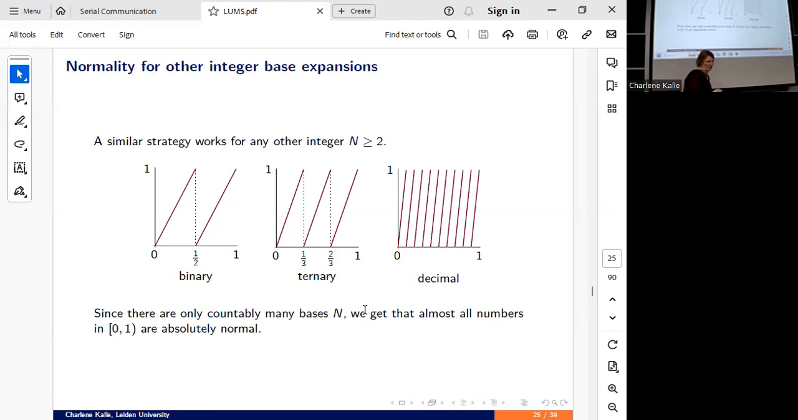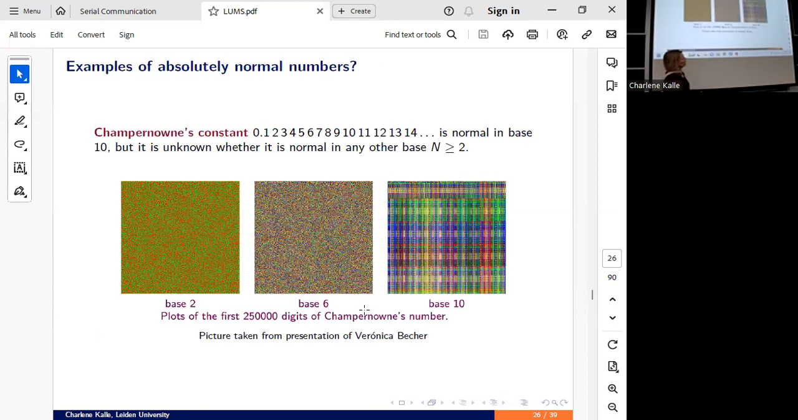Okay, so now we know all of them, or almost all of them, are absolutely normal. But finding them is a different trick.